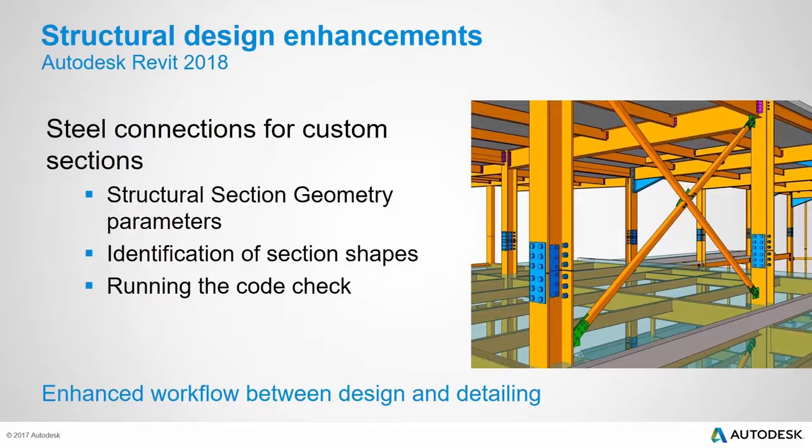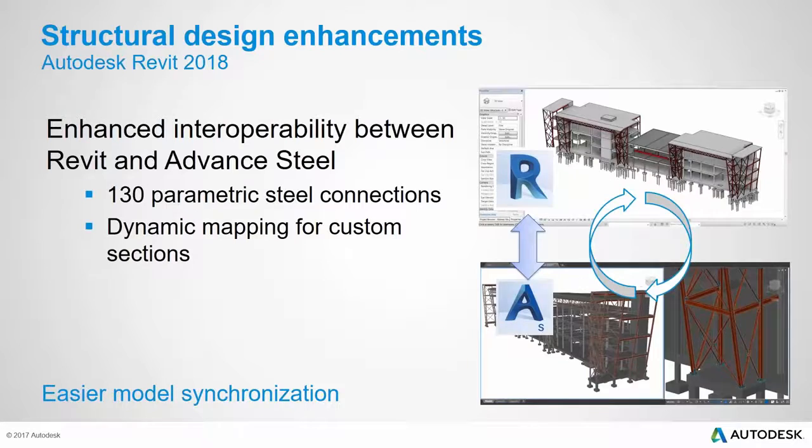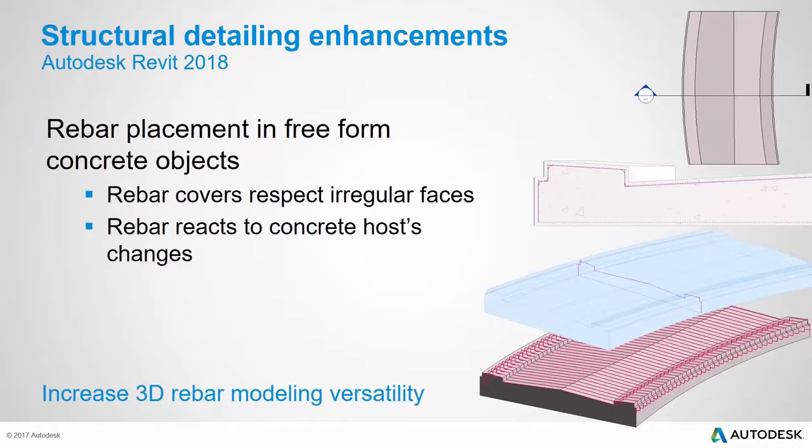Again, steel connections are available for custom sections as well. There's the ability to tag and identify different steel shapes, and also the ability with those connection details to set and run code checks against the actual steel settings themselves. So that's all about the steel detailing and steel modeling side in this release of Revit 2018.